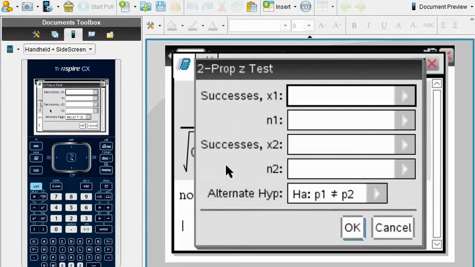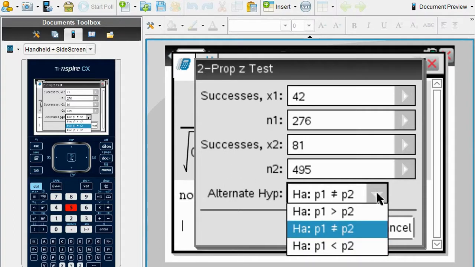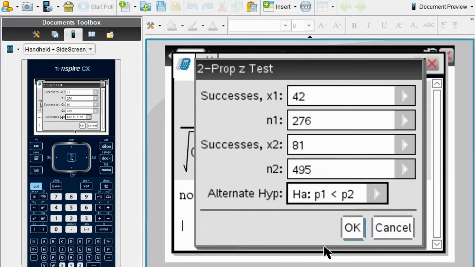Okay, now type in everything. So P1 was Mateo, 42 out of 276. The second sample was Mr. Garcia, 81 out of 495. And then here, change your hypothesis to match the scenario. So you wanted to know if Mateo falls less. So P1, which was Mateo, less than Mr. Garcia.